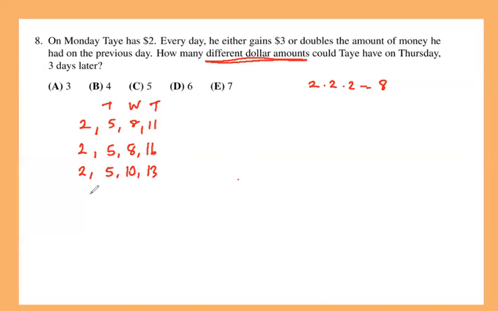Okay. So the next one, maybe I could double this number first, right? Because I can double the amount or add 3. If I add 3, I got these numbers so far. But can I have more than these? If I add 3 on the first day, that's 5, double that.